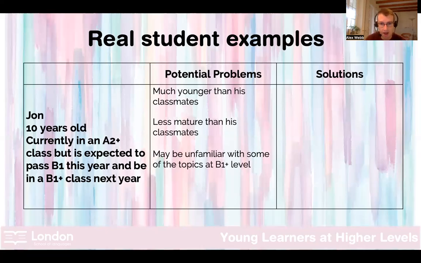He may be unfamiliar with some of the topics at B1 plus level. When you're studying Key, the topics are very relatable for younger learners. But at First Certificate, sometimes these topics, especially for a 10, 11-year-old, might be a little bit tricky, something that he's not really familiar with.